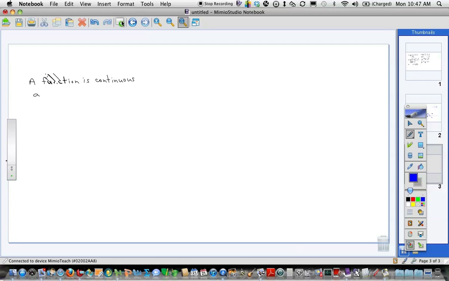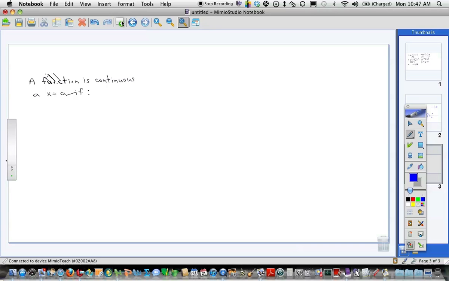A function is continuous at x equals a if, and we're going to break that into three things. Now, they kind of summarized it in one statement, but that one statement really is dependent on two other things. So, for a total of three.